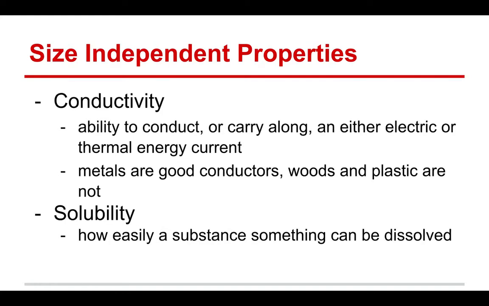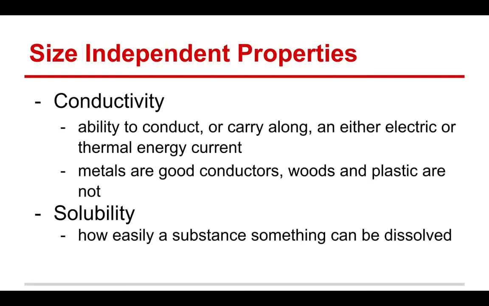Conductivity is one that we're going to talk about very briefly. It's the ability to conduct or carry along either an electrical or thermal current. So electrical would be electricity, thermal would be a heat current. Metals are good conductors, woods and plastic are not. That's why you don't want to be holding a golf club above your head in a lightning storm.